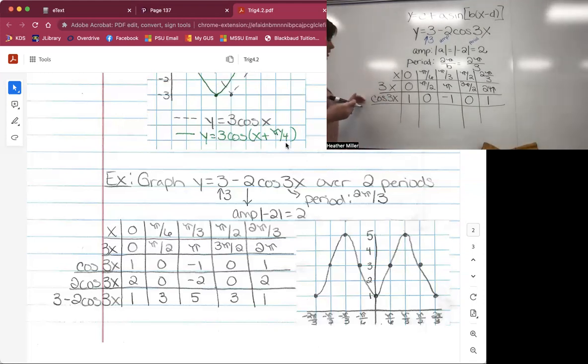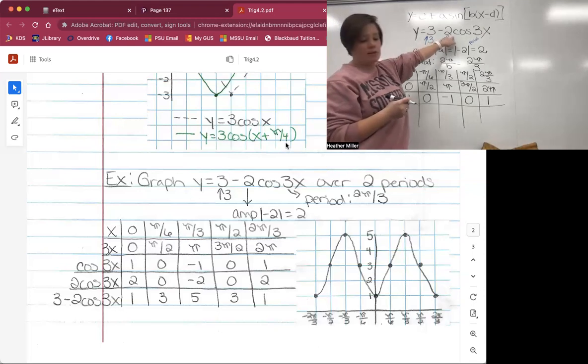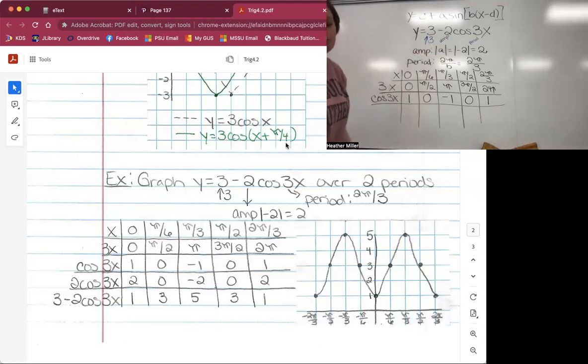Okay, so we've done cosine of 3x. So now let's apply that -2, or the 2. We don't have to apply the -2, just the 2. So let's do 2 cosine of 3x.